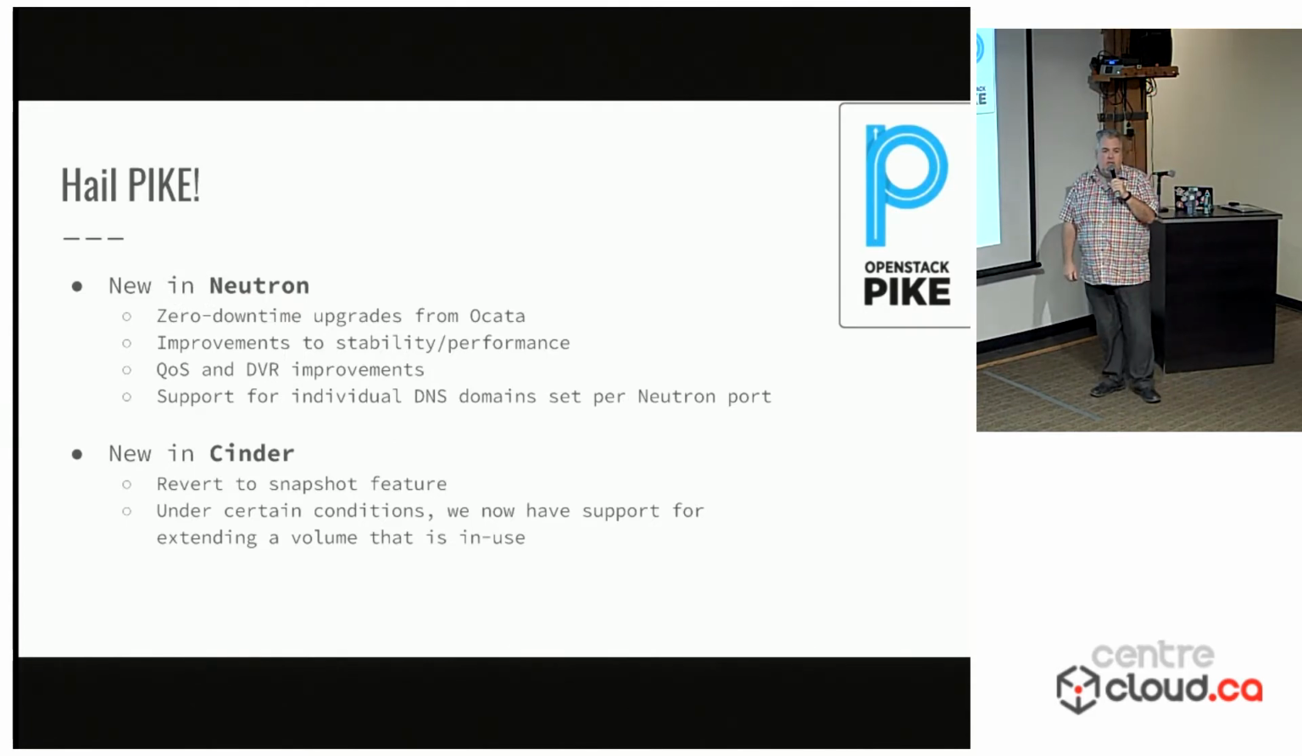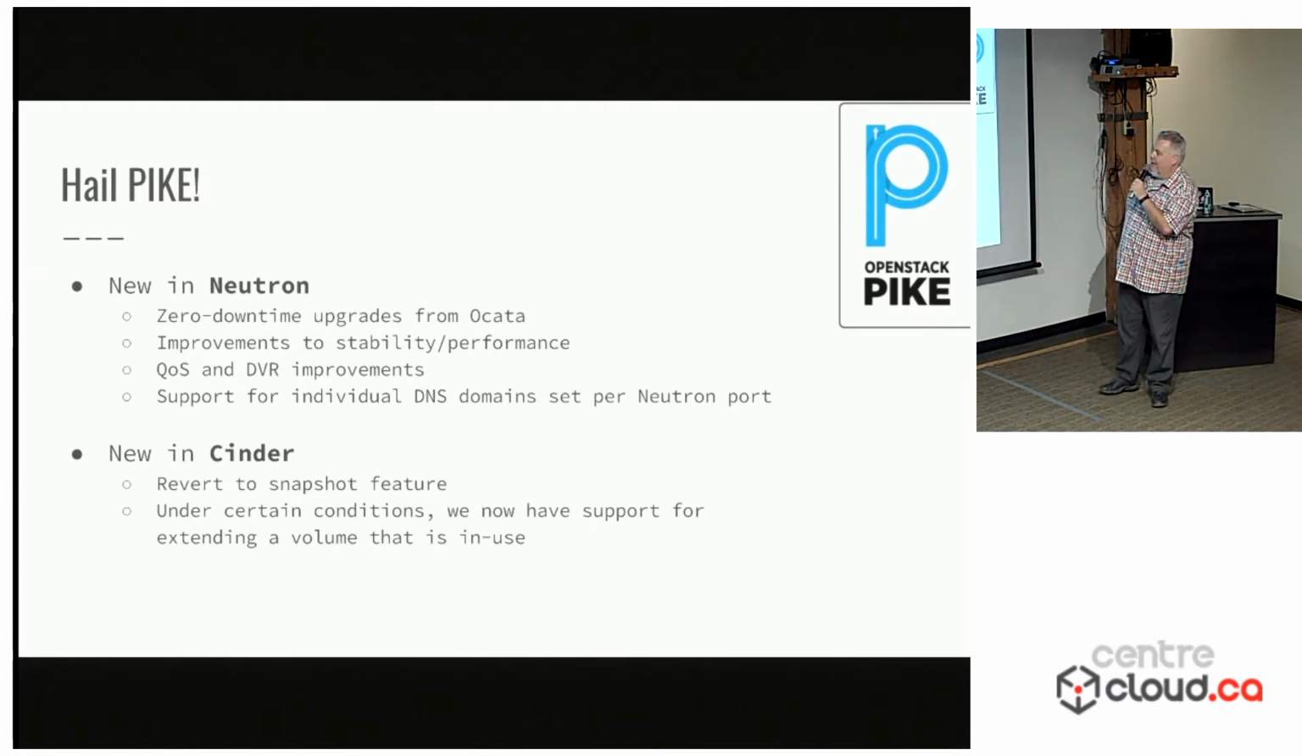So if anybody does it, let me know. Sure, everybody's going to be super interested in knowing that it's actually working well. Some improvement in stability, some QoS on DVR improvement, and there's support for DNS domain setup per Neutron port. So if you have more than one Neutron port, before it was all on the same DNS domain. Now you can have more than one.